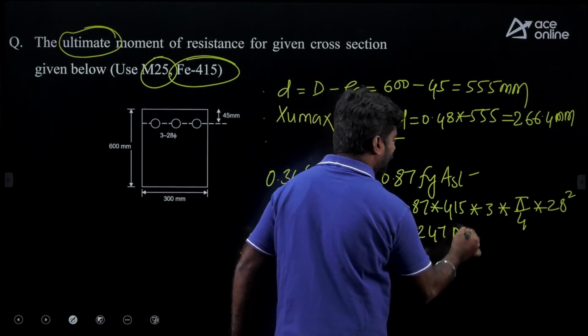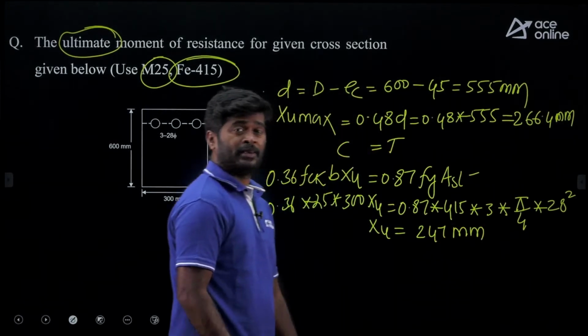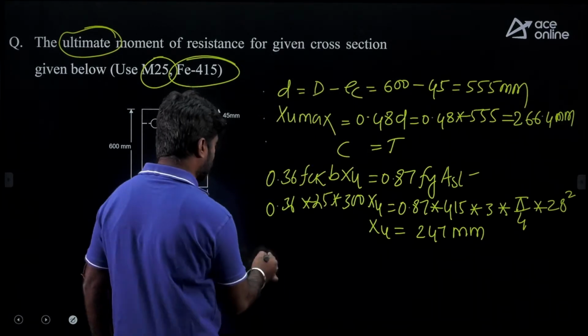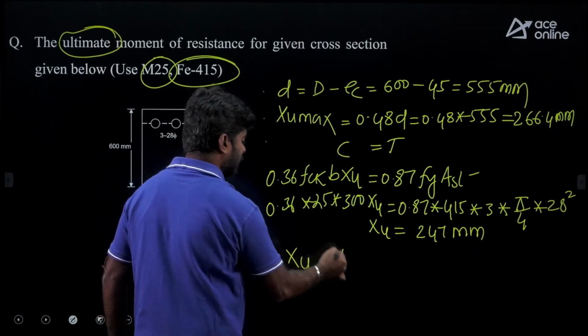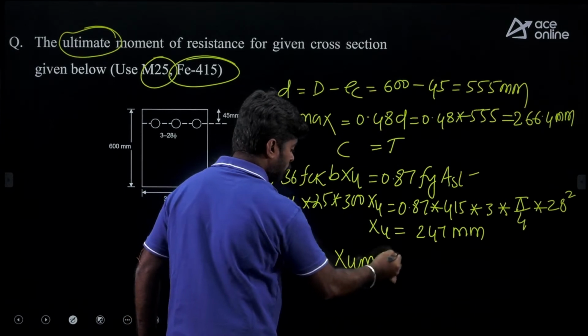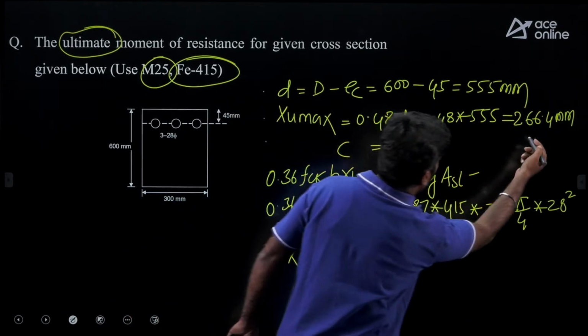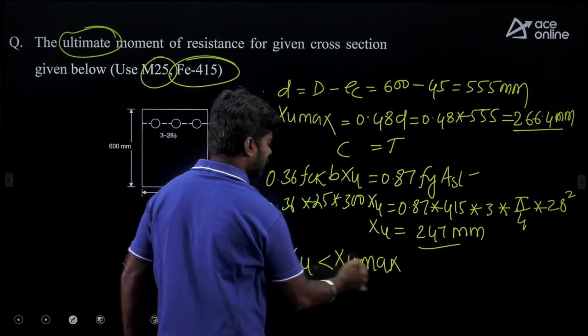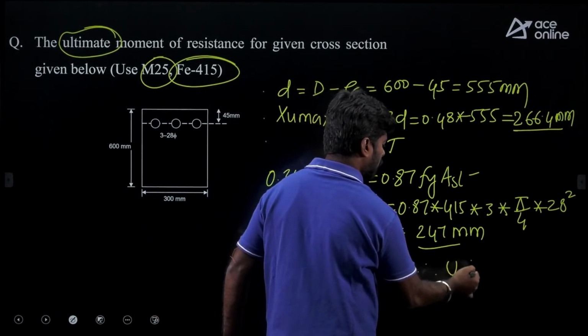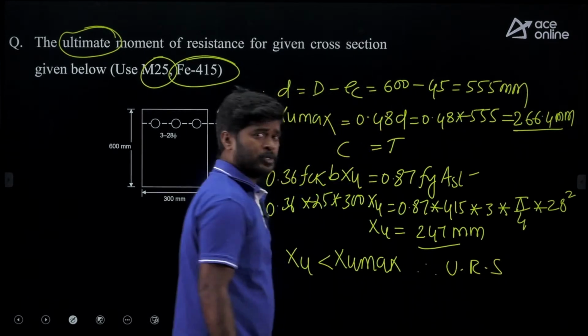After getting the actual depth of neutral axis, you can compare with the limiting depth of neutral axis, that is Xu and Xu max we are going to compare. Here this is Xu, this is Xu max. My dear, Xu is less than Xu max, therefore the given section is an under reinforced section.